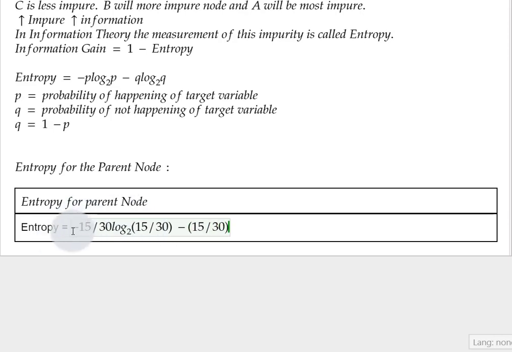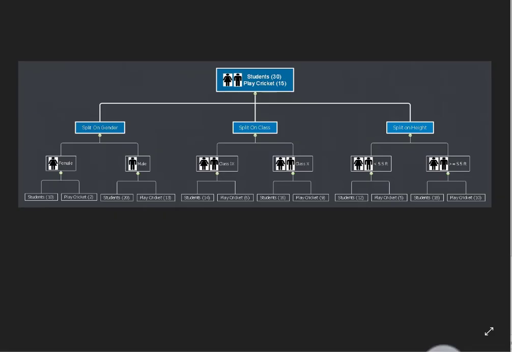If I add a bracket over here, it will look nicer. Again 15 over 30, then we have log base 2 of 15 over 30, correct? If we calculate it, I think it will come as 1. This is when we have a 50% chance of playing cricket, that means 50% value of p and q. So the entropy value will always come as 1.